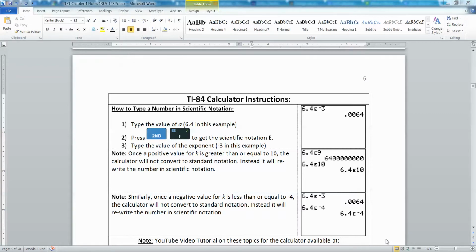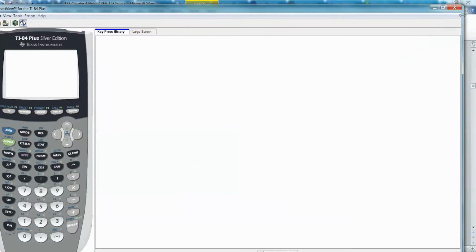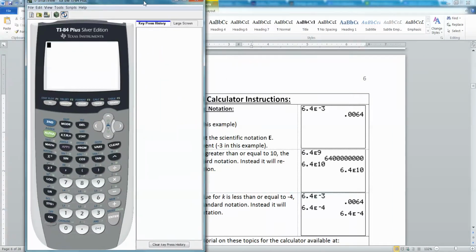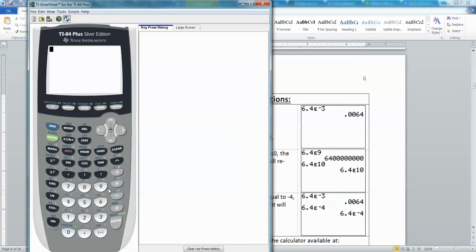In this video, I'm going to discuss scientific notation and how it works with the calculator in particular. So I want to discuss, first of all, how to type a number in scientific notation. When you look at your calculator, you might be thinking, well, where's scientific notation? And the answer is it's in a lot of places.